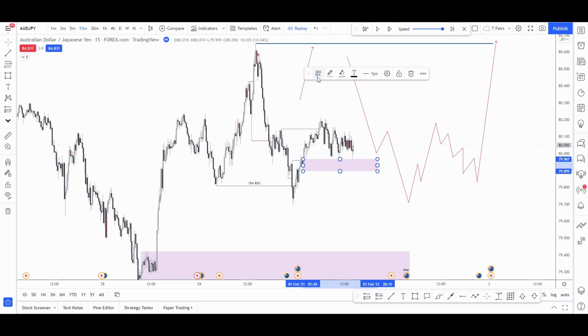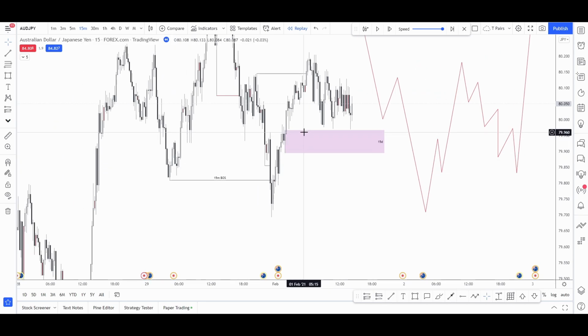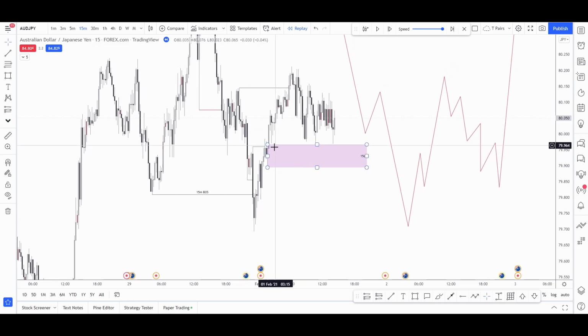Okay, so there's one which we're almost at, so let's call that a 15-minute demand. I might just mark these out as points of interest, just to not really confuse things. And then what we have is another one here which caused a break, but the break was only a wick, whereas this one, this one's the one. Okay, this one's the stronger one.